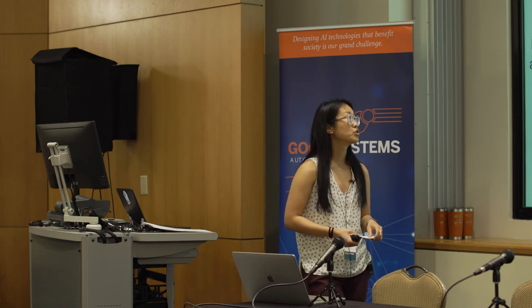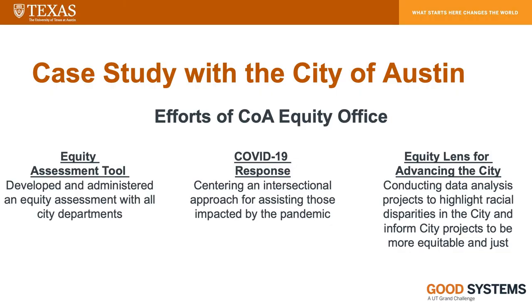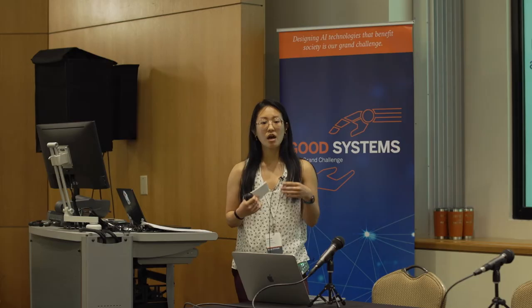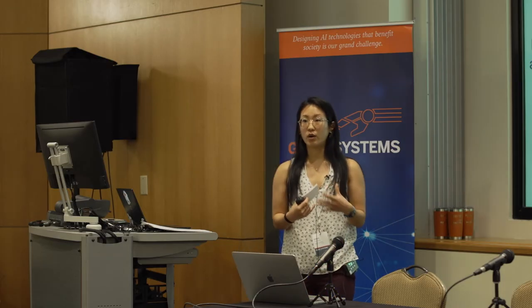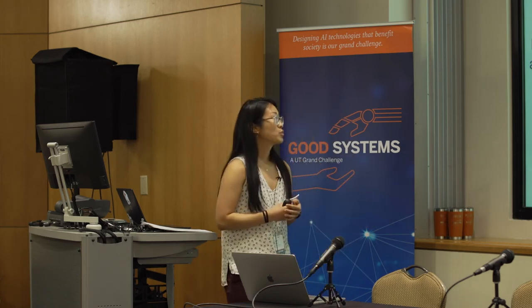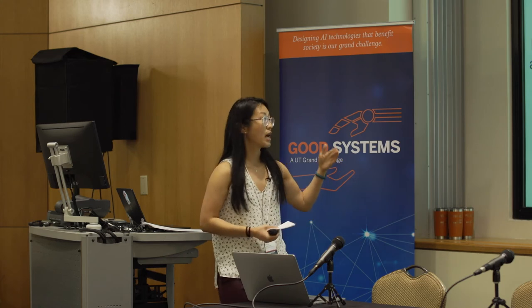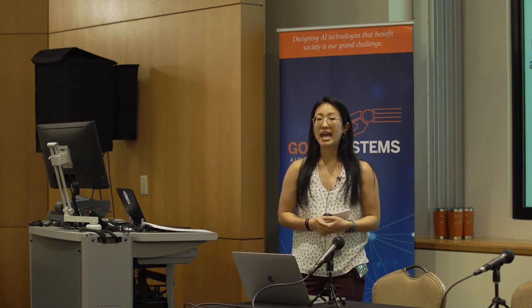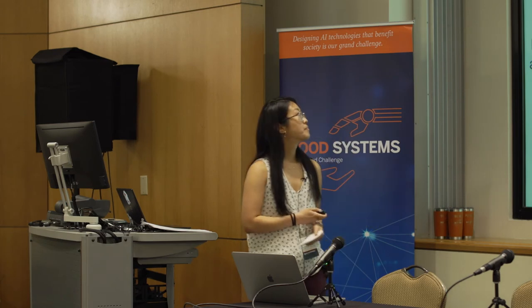So in our research, we worked with the City of Austin, specifically the Equity Office. This was established in 2016 in particular to address the history in Austin of systemic biases and racial inequities. One of the efforts that they put together was an equity assessment tool where they worked with all of the departments in Austin in order to help understand what is the role of equity in their responsibilities and in their outcomes. And our project was really an extension of this equity assessment, looking specifically at equity with relation to AI and technologies that they use.